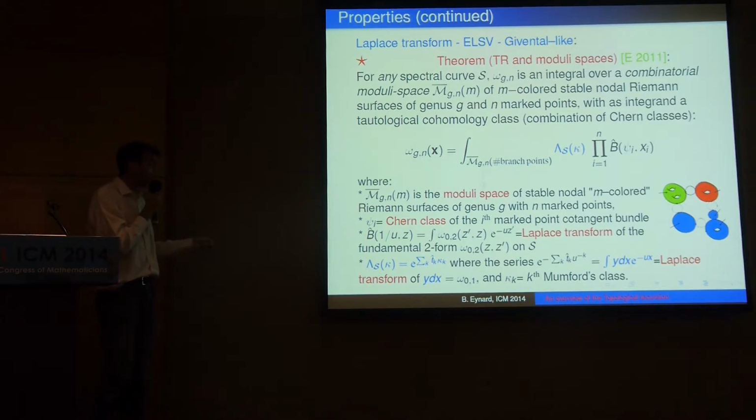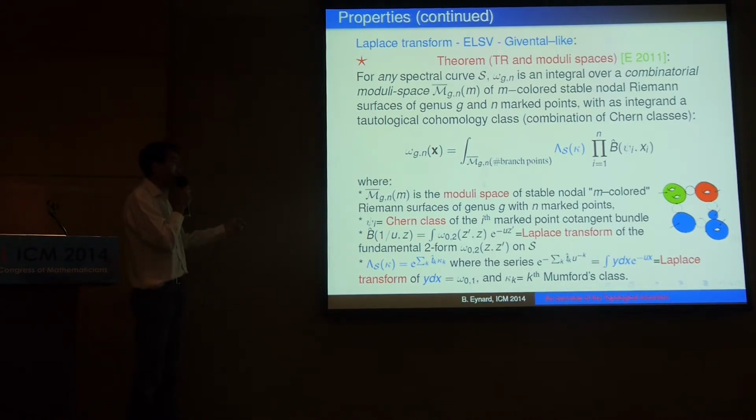And what you do to compute those t hat k is you compute the Laplace transform of y dx. So take y dx multiplied by e to the minus u x, integrate, that's the Laplace transform, so it's a function of u. And that function of u, you take minus the log, and you expand it at large u. And the t hat k are the coefficients of the negative powers of u at large u. That's all. So that's very simple to do. And this theorem is very nice.